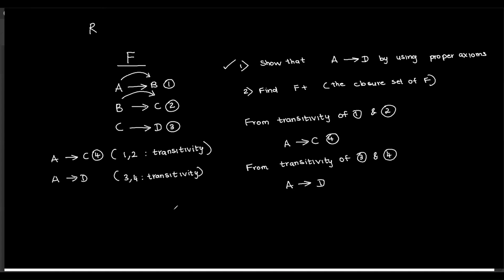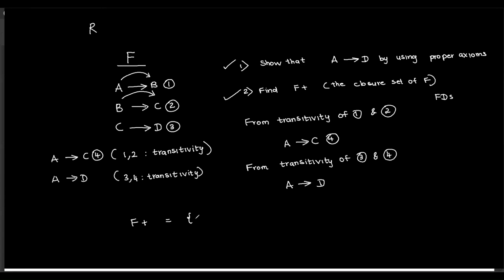Okay, so now let's find the closure set. F plus is equal to, this is the closure set of F. The closure set that I'm mentioning is of FDs, not the attribute closure. Attribute closure is a different topic that I have not covered yet. I will be covering it in the future. This closure set means the closure set of FDs.